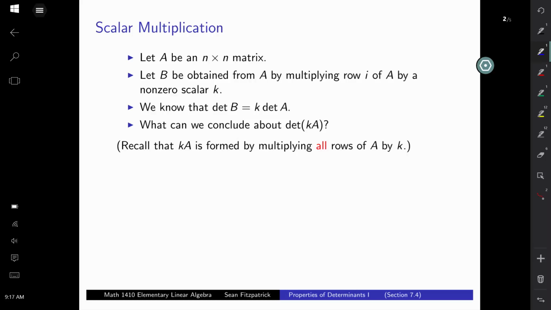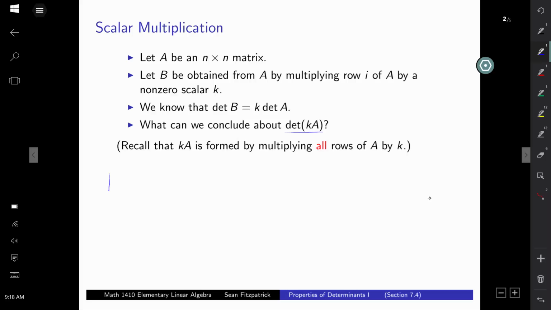Okay, so we do know that if we multiply one row of a matrix by a scalar k, that multiplies the determinant by k, right? What happens if we multiply every row? Right, what do we know about the determinant of k times A?